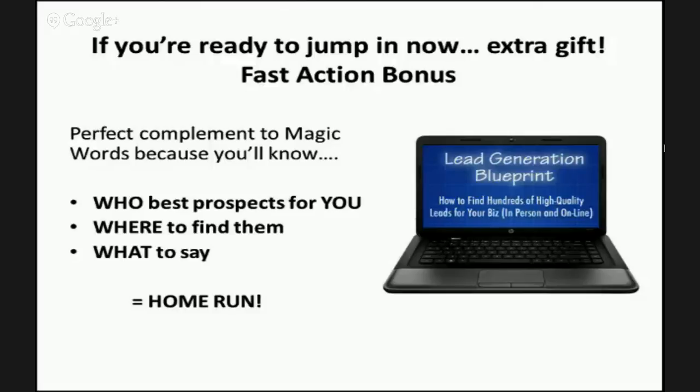You'll learn exactly where to find them in your own local area or on the internet, and then you'll know exactly what to say to get their attention and to get across the value of your products and your business in a way that leads to more yeses. So when you put all 3 of these things together, it's really a home run. This is like the perfect trifecta of skills for anybody to have.